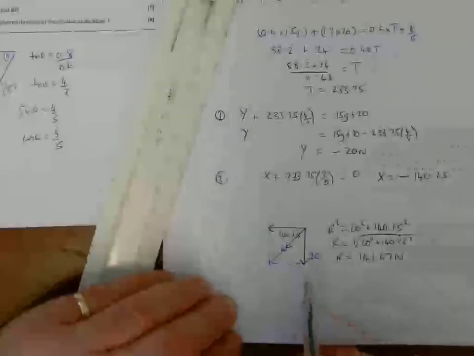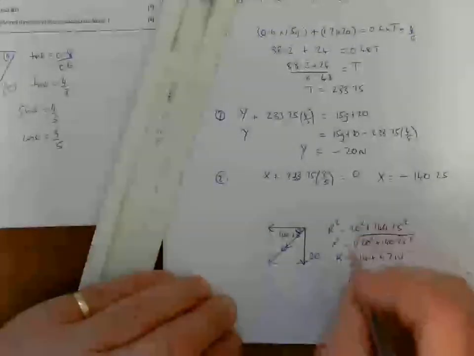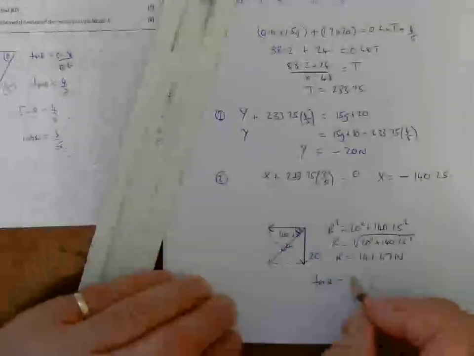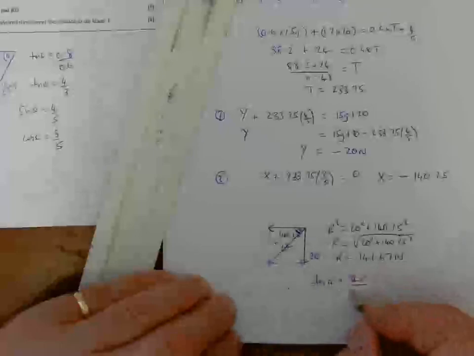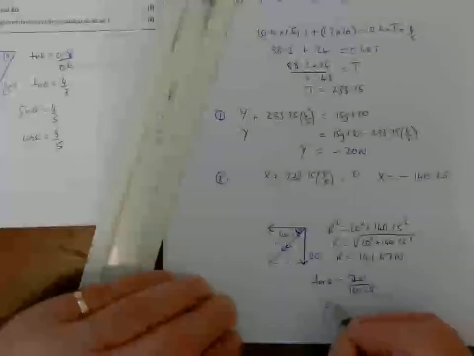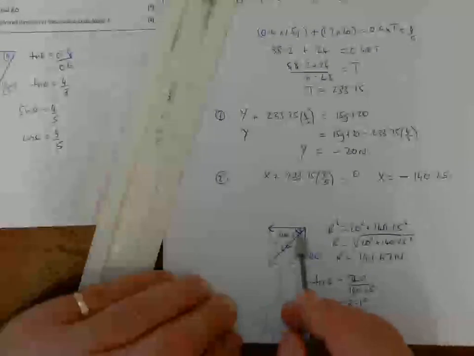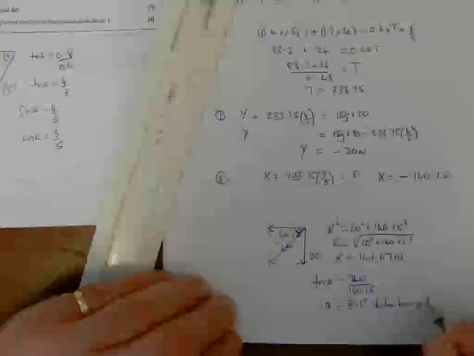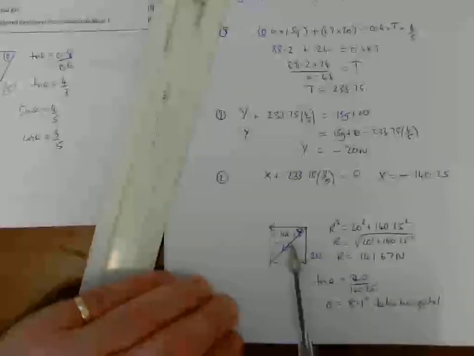And to get the direction, I find this angle here, theta. So tan theta is the opposite, which is 20, over the adjacent, 140.25. So theta, shift tan of that, is 8.1 degrees, and it's below the horizontal. It's important you redraw the diagram interpreting those minus signs, because that diagram now shows me exactly which direction that resultant is actually acting in.